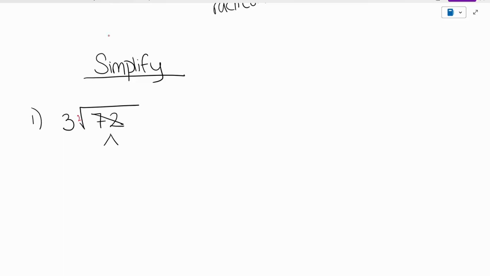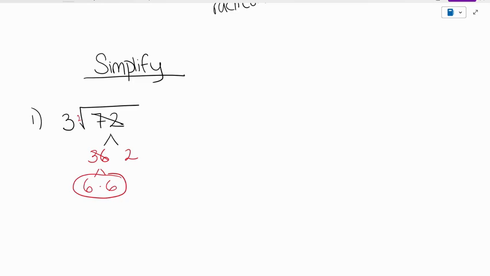So right now, when I break down 72 into 36 and 2, there's no pairs there. But then I could break 36 down into 6 and 6. That's a pair. So when we're simplifying, we don't want primes. We want pairs. So even though we're sort of making a factor tree, you stop at pairs. You don't stop at primes.